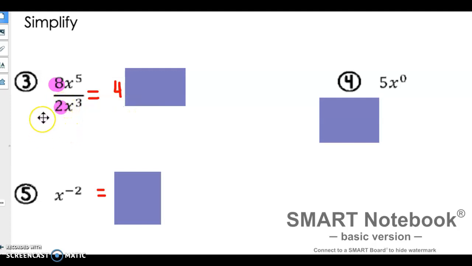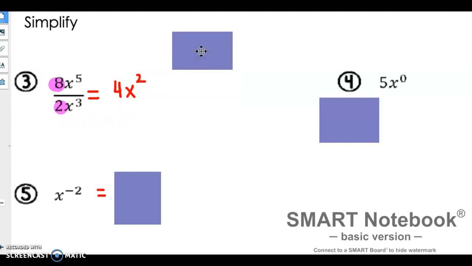Now we need to look at the x's. We're going to keep the base because we're dividing exponential expressions with the same base. We're going to keep the base, so we're going to keep the x. And the rule here is we need to subtract the exponents. So the answer is 4x squared because 5 minus 3 is 2. So you subtract from the numerator to the denominator. So 5 minus 3.